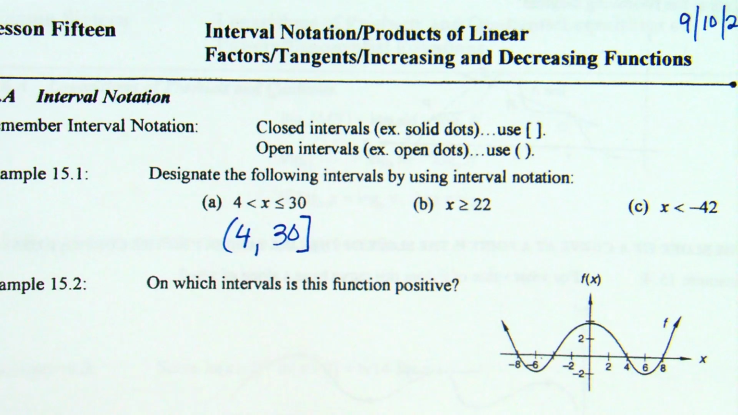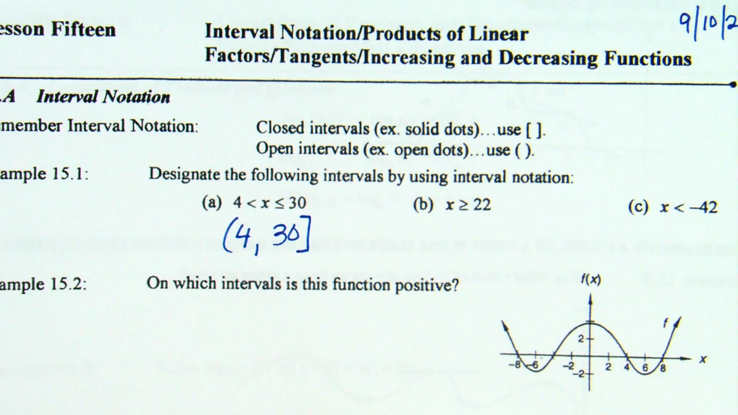Okay. What about x greater than or equal to 22? Bracket 22, comma. If it's x greater than or equal to 22, where does my shading start? It starts at 22. It's equal to, so bracket. Greater than, so where does my shading end? Positive infinity, which always uses parentheses.